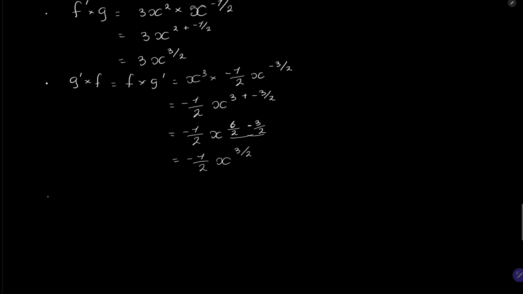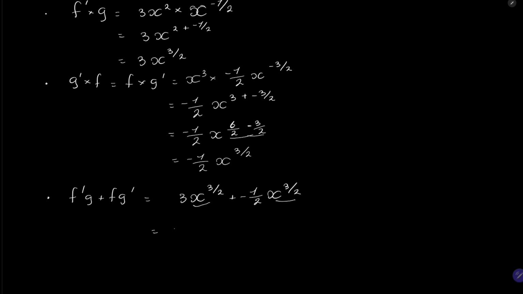Now following this, we move on to our fifth step, which tells us to add the different terms, that is f prime times g and g prime times f. So we have f prime g plus f g prime. This gives us 3x to the 3 on 2 plus negative half x to the 3 on 2. From here we notice that these terms are like terms, right? Moving directly on to our sixth step, which tells us to simplify, we notice that we have two terms here and both terms are like terms.